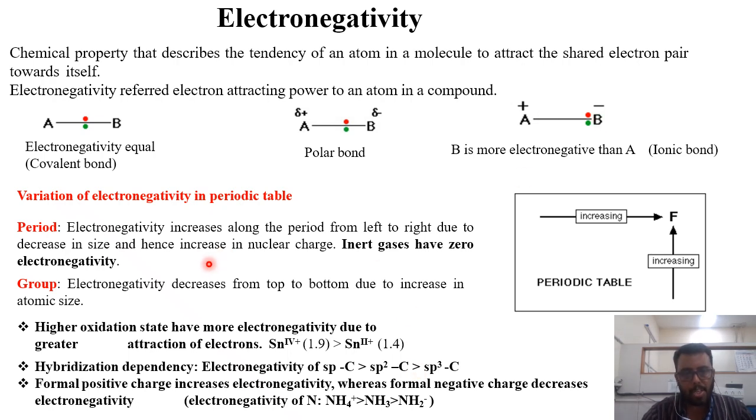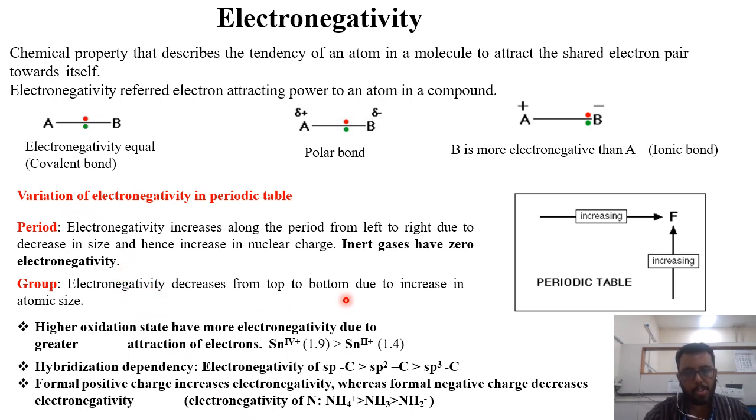So the variation of electronegativity in the periodic table along the period, that is from left to right, the electronegativity will be increasing. That's why compared to lithium, fluorine, if you move along that series, will have higher electronegativity. In any period, if you move across the period, electronegativity will be increasing from left to right. The reason is the size decreases and nuclear charge increases. Inert gases have zero electronegativity. Why? Because they are more stable and they have the octet configuration.